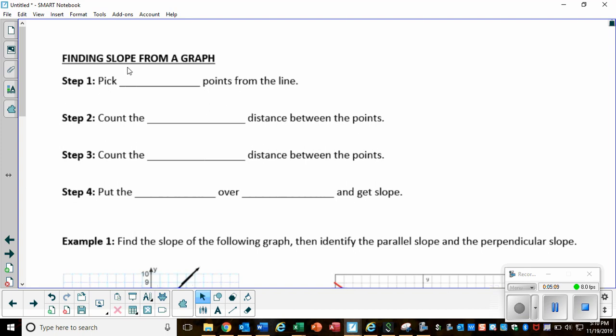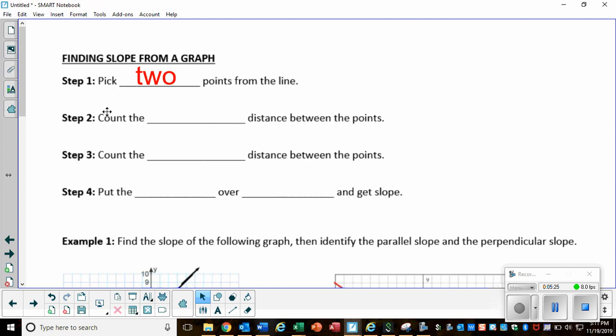When you're trying to find the slope from a graph, you're going to pick 2 points. It doesn't really matter which 2 points. Most of the time, I'm already going to have 2 points picked for you just to make sure there's no confusion about where it's crossing, or I'll give you a bunch of points and you can pick from them.